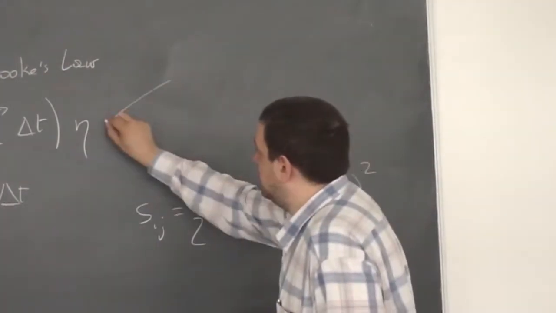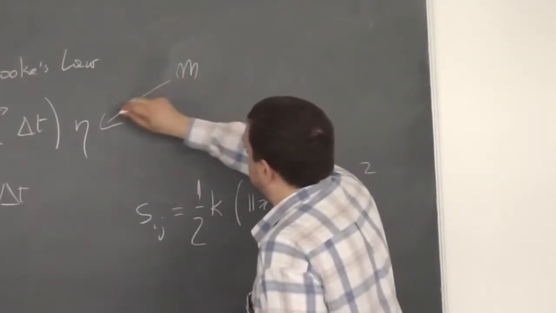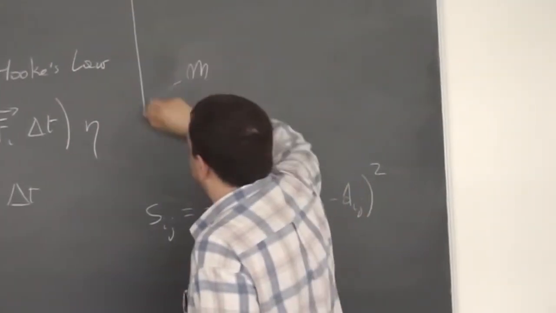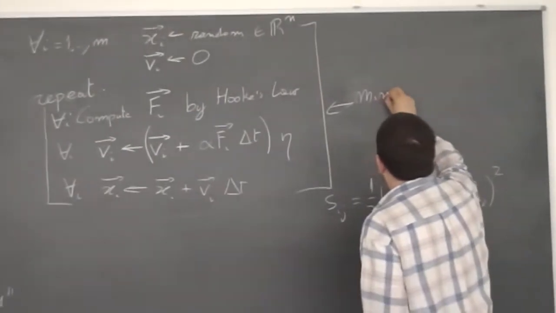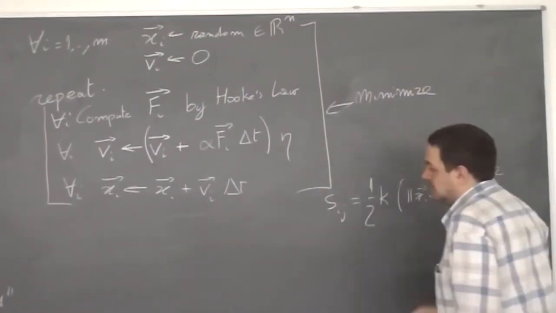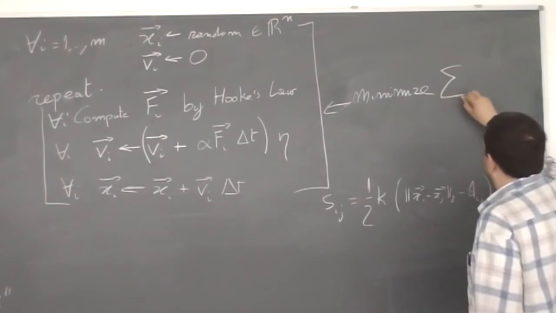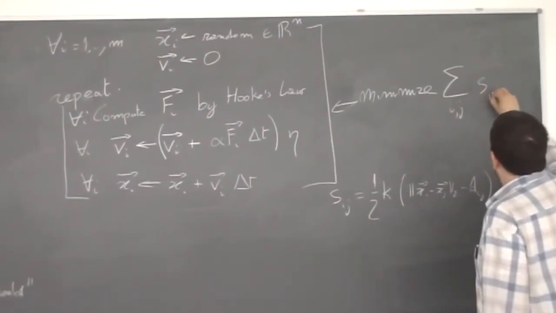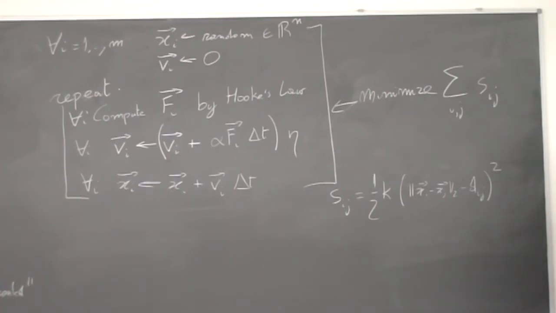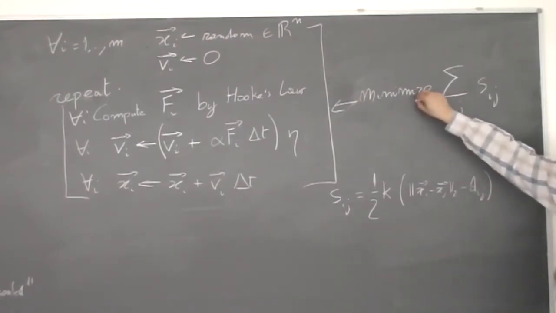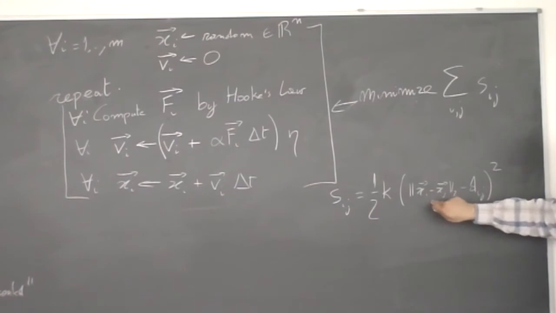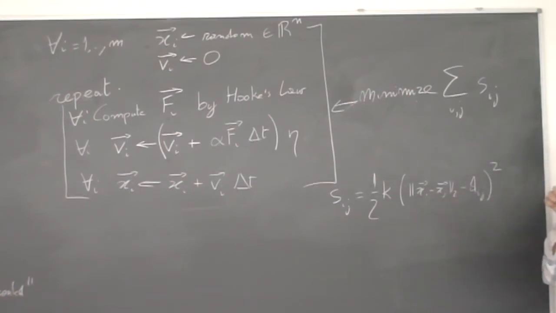And this algorithm, the whole algorithm, of course, tries to minimize the overall stress of the system. So ideally, the minimum that you can achieve here is 0 if all springs have precisely their rest length, which is, of course, impossible in many practical cases.